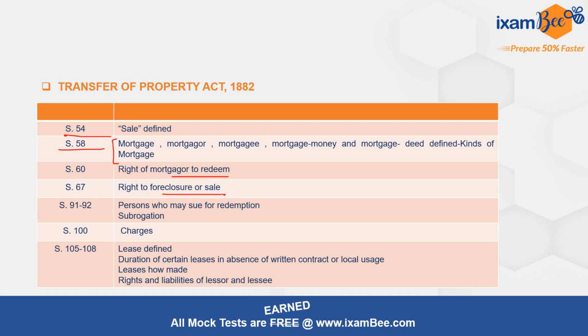So these are important. Now moving ahead, you can see section 91 and 92 is important because it is talking about the concept of subrogation and also about the persons who may go ahead and sue for redemption. So ये दोनों important है. Next is our charges, what is it and the various related aspects.